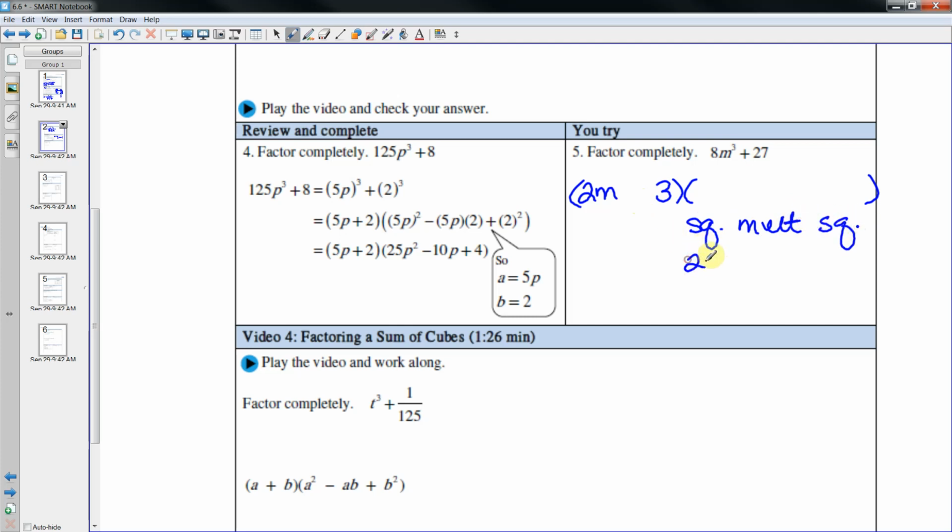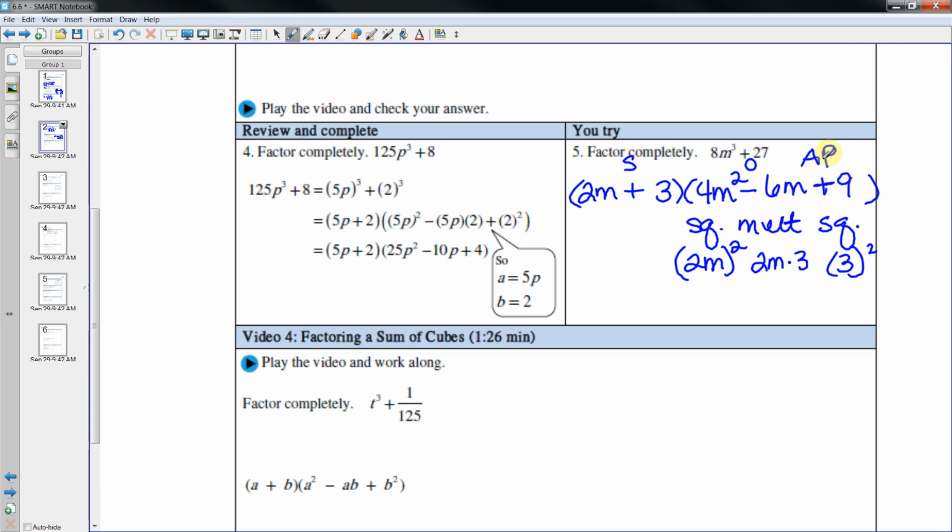So now square, multiply, square. So I'm going to square 2m. So don't forget you have to square the 2 as well. So that gives me 4, because 2 times 2 is 4. M squared. Multiply them together. 2m times 3 gives me 6m. And then 3 squared. 3 times 3 gives me 9. Same sign is a plus. Opposite sign is a minus. Always positive is a plus.